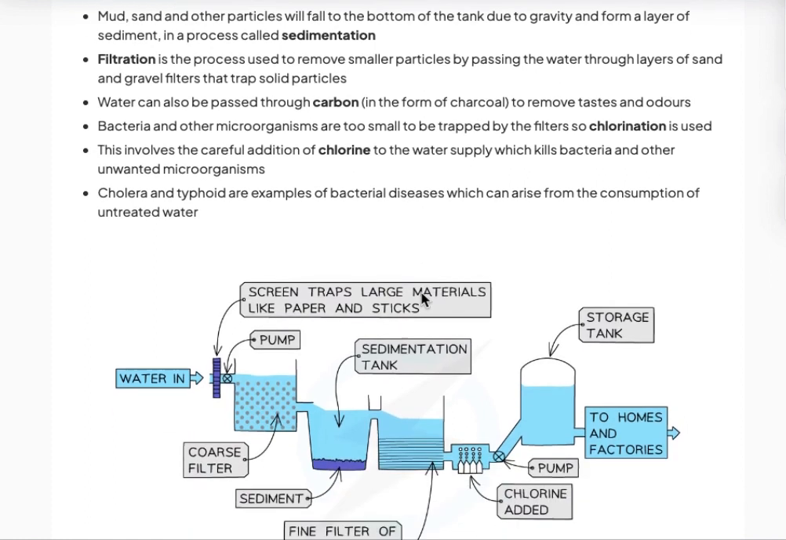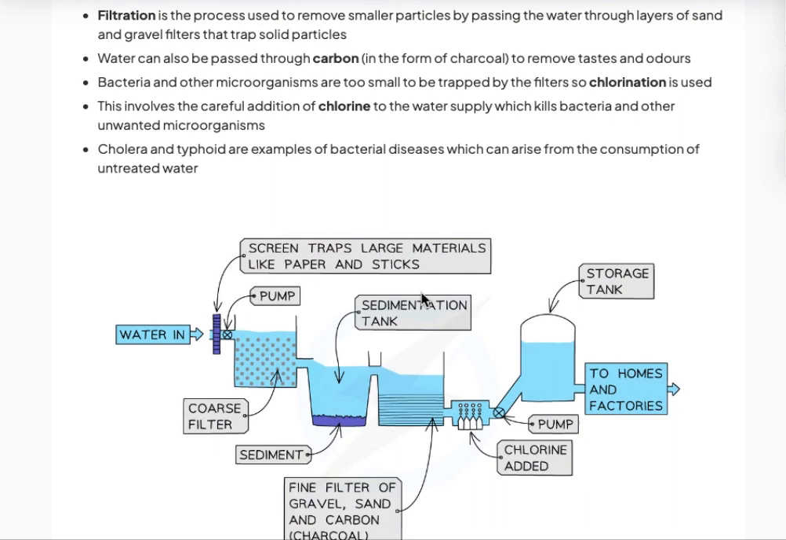Now let's take a look at this treatment. Cholera and typhoid are examples of bacterial diseases which can arise from the consumption of untreated water. So when you drink impure water, one of the big problems that can result is cholera. You can have cholera, you can have typhoid fever. In many of the third world nations, in Asia, in Africa, in South America, they still have this problem of impure water. Not many countries have been able to solve the water problem.